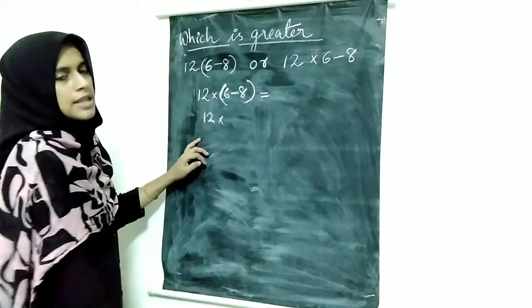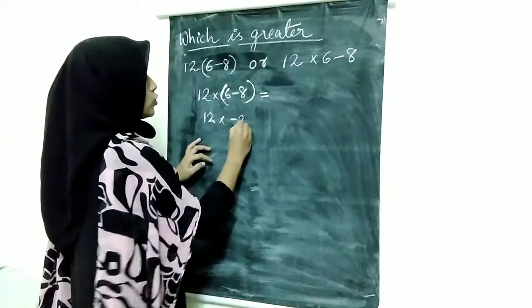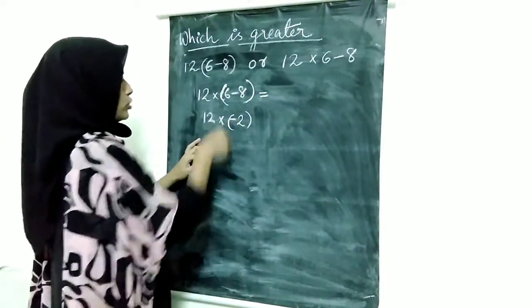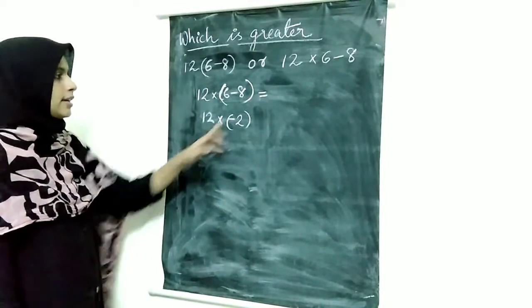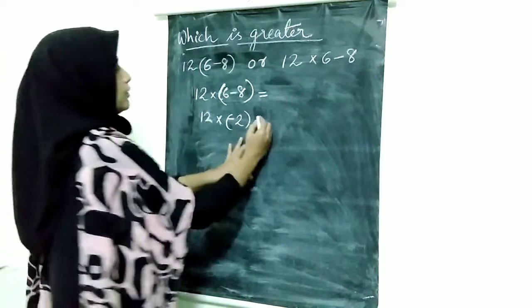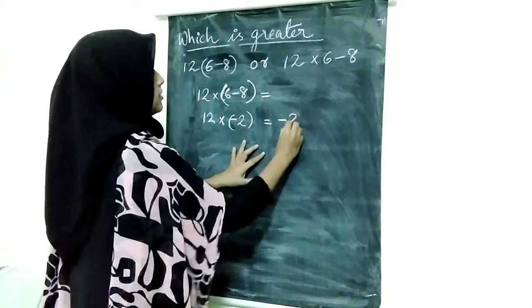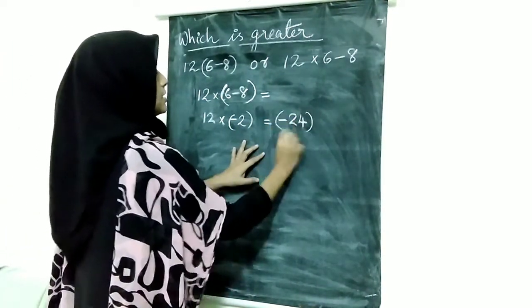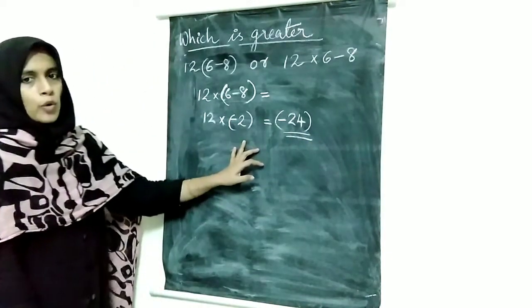What is 6 minus 8? Minus 2. Subtract from bigger and put sign of biggest. Then, here sign is negative. So, minus 2. 12 into minus 2. Positive into negative, negative. So the answer is minus 24.